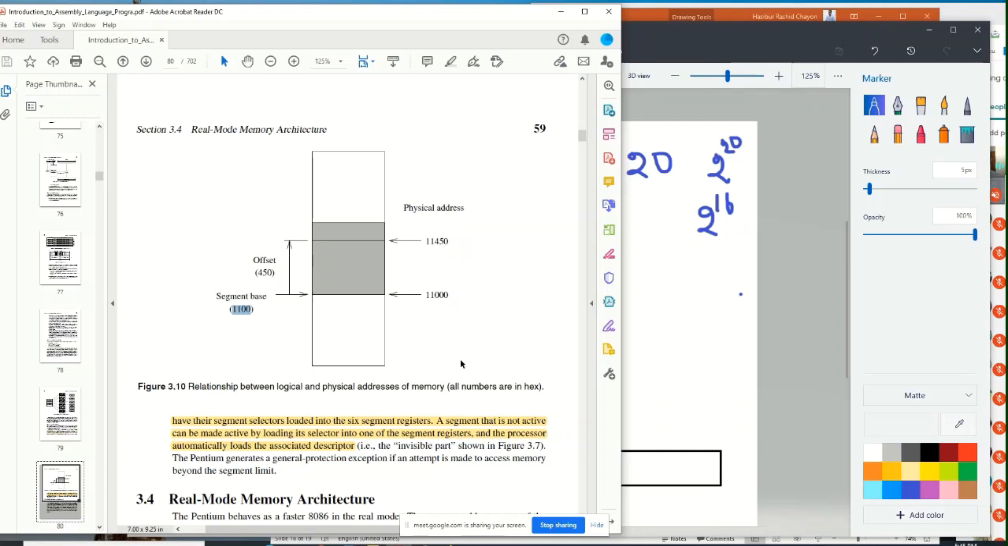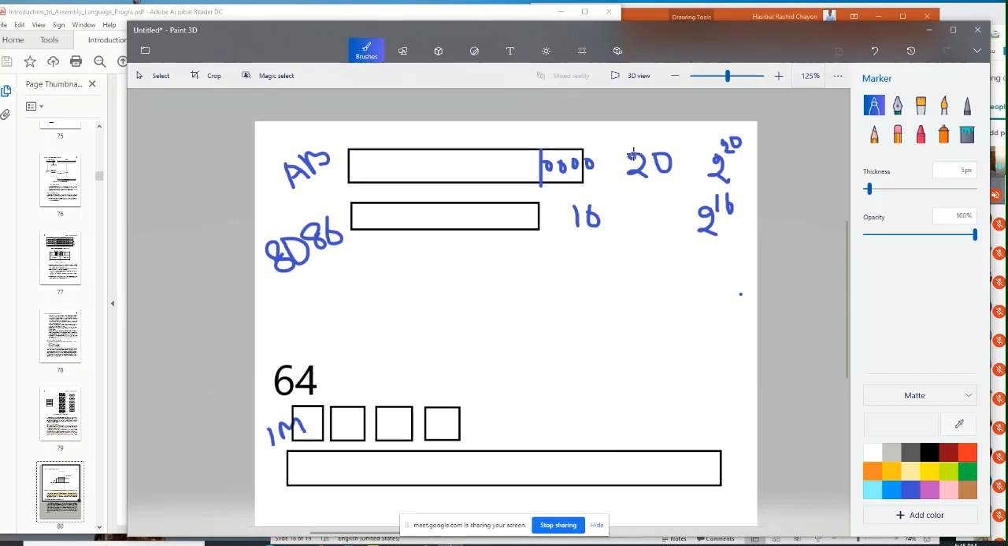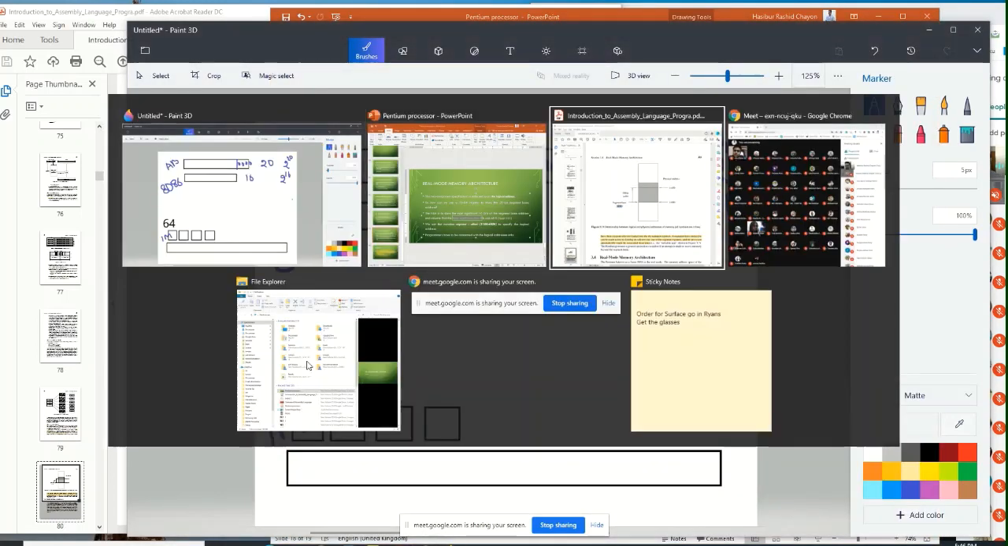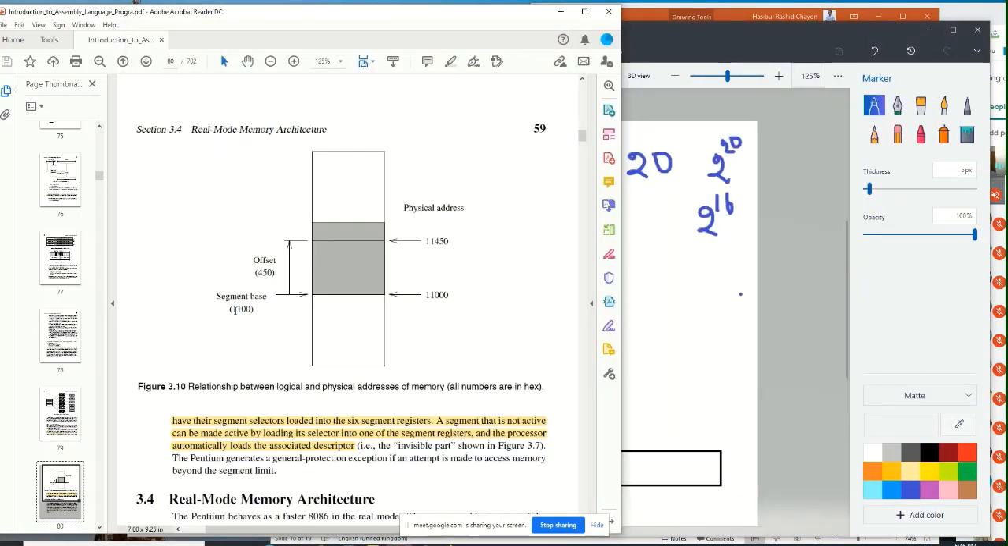But how can we get from 16 to 20 bits? We will add four 0s. That is a very important piece of information written here: the least significant 4 bits are assumed to be 0. By the way, I hope you know what least significant means. Least significant means, by the way, we have 1100. Which one is the least significant bit?